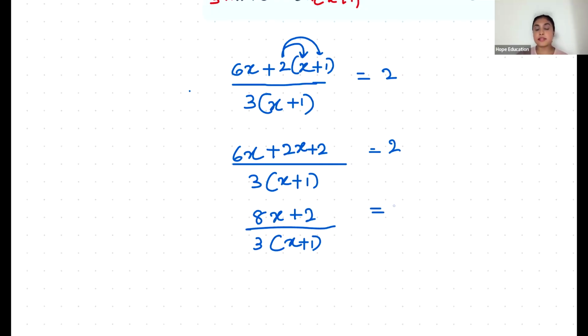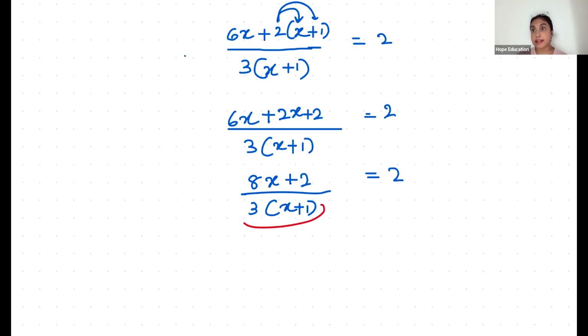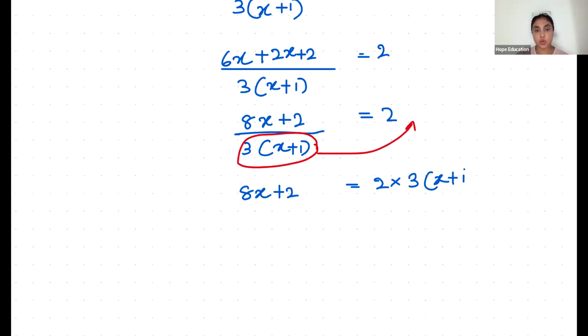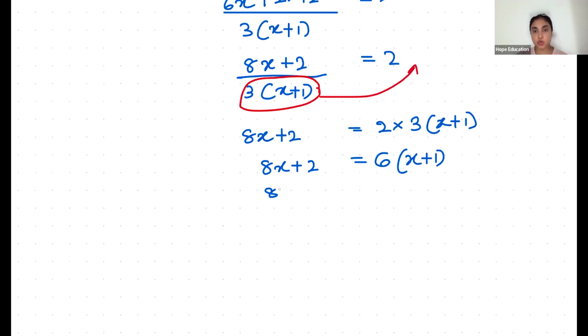8x plus 2 equals 2. Then what I do is, this whole thing I'm going to move to the other side, to the right side. Here it's divided. When I move it to the other side, it becomes multiplication. So that would be here 8x plus 2. Here it would be 2 multiplied by 3x plus 1. So 8x plus 2 equals 2 times 3 is 6x plus 1. Then let's simplify both, right? So 8x plus 2, here 6 times x is 6x. 6 times 1 is 6.